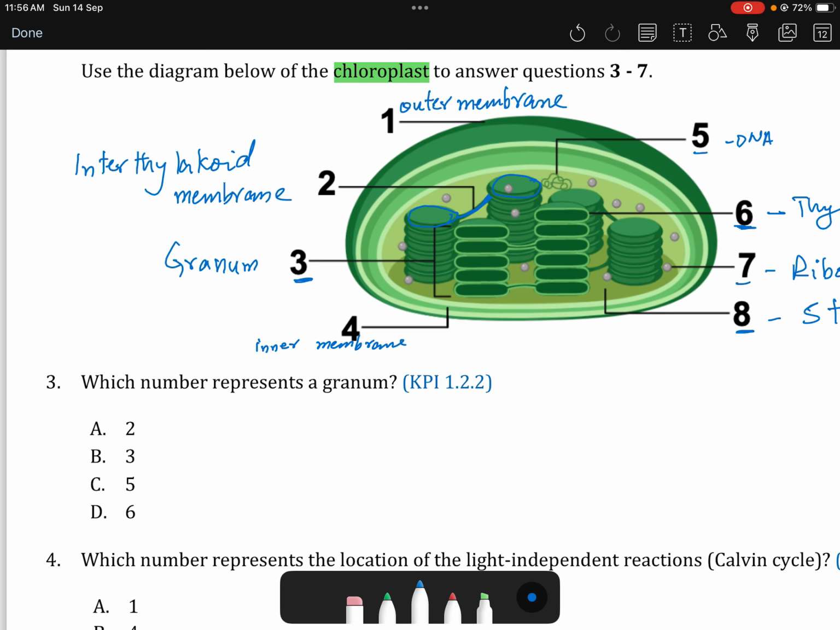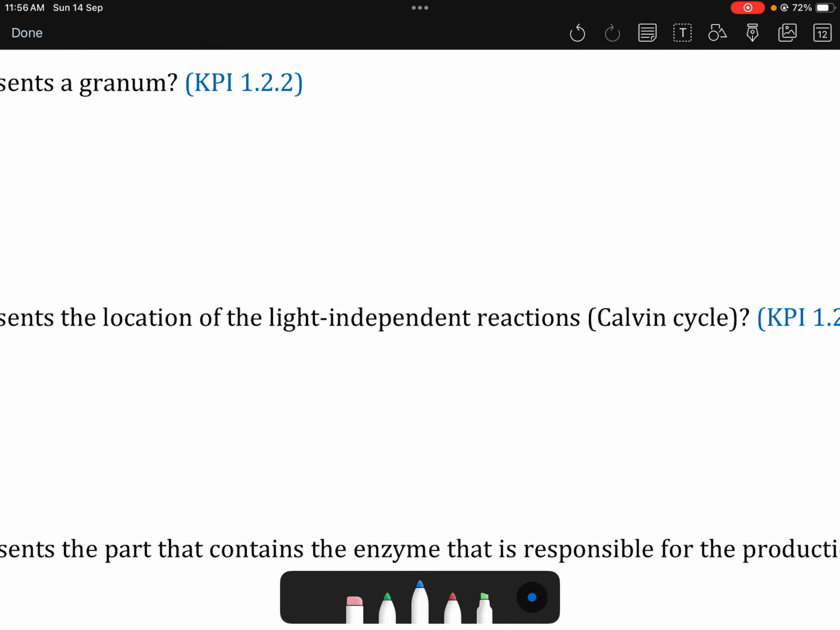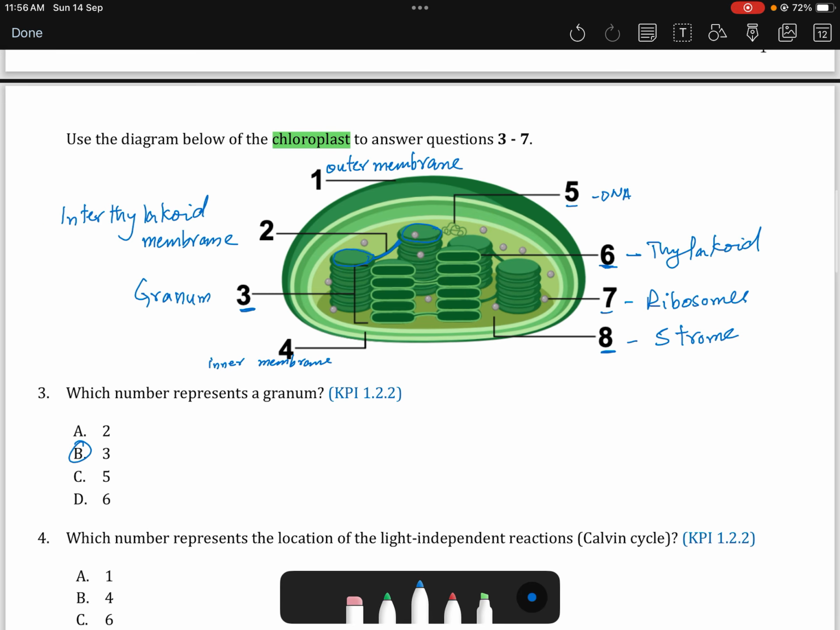Which number represents granum? We did already, number 3. Okay, now we can move fast since we know them already. Which number represents the location of the light independent reaction? On the diagram itself I can let you know, sorry, I wrote a bit of wrong spelling. This is not strom, this is stroma, and in this stroma the light independent reaction takes place over here, and the light dependent reaction takes place over here in the thylakoid.